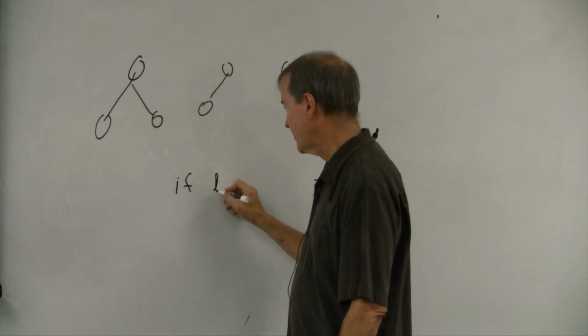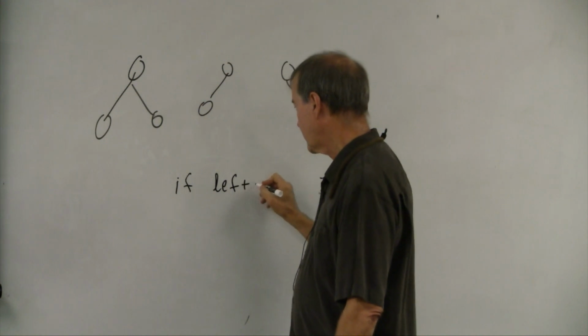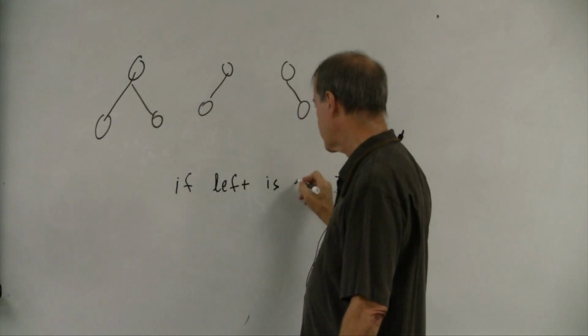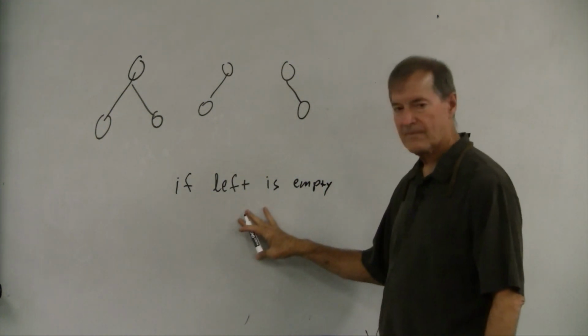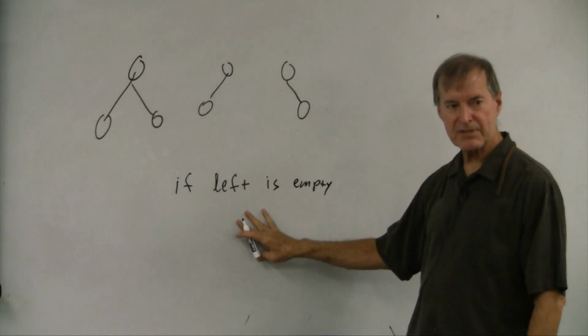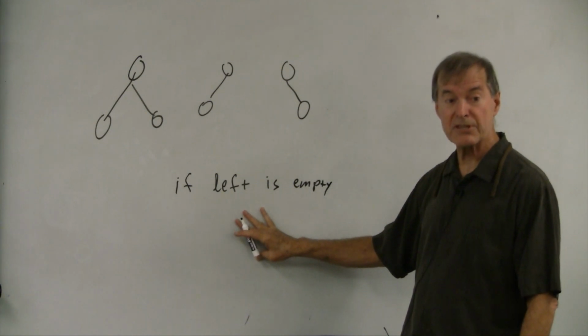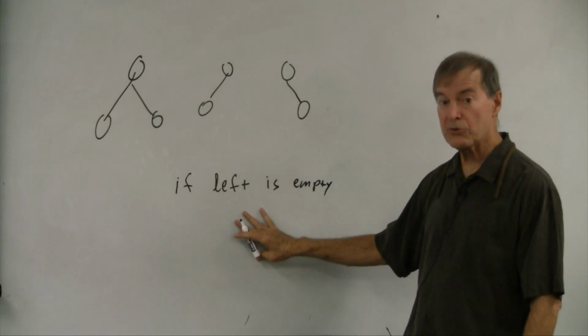If the left is empty, what do you know right off the bat if the left is empty? And we are in a non-empty node. What do you know right off the bat? You can do what?